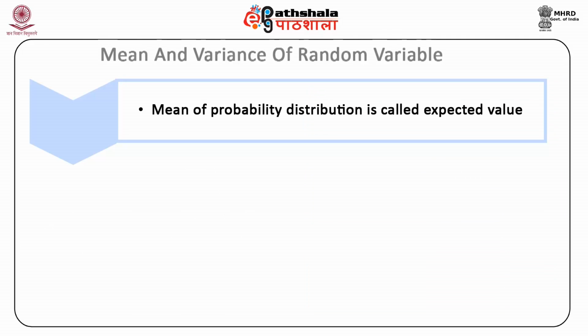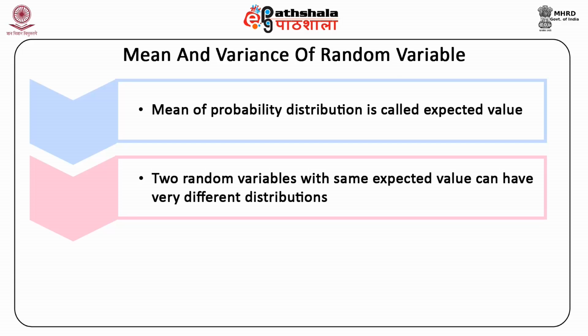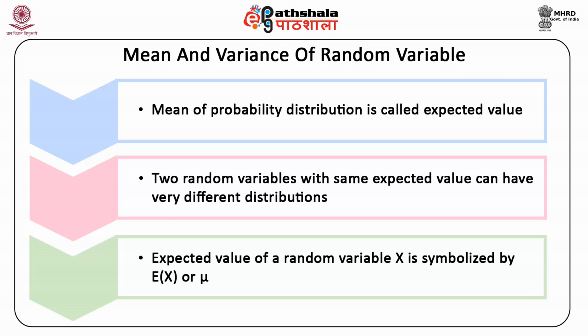The mean of a probability distribution is called the expected value, which indicates its average or central value. It is a useful summary value, a number of the variable's distribution. Two random variables with the same expected value can have very different distributions. The expected value of a random variable x is symbolized by E of x or mu.